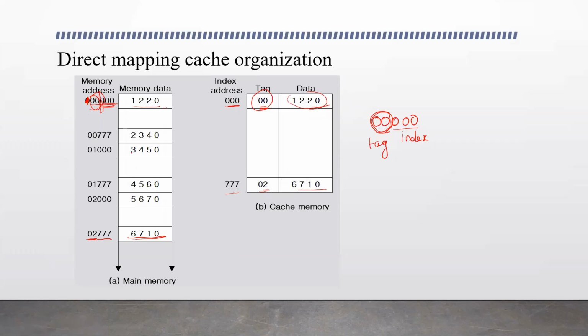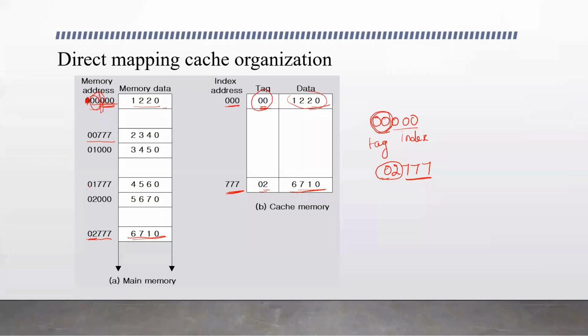But here the problem is, let's take this. If the CPU wants to access the data 6710, it places the address 02777, and this is considered as an index to access the data from cache. So this particular location is selected, and 02 is considered as the tag field, and it is compared with the tag in the cache memory in the corresponding word. When it is compared, it matches. Okay, there is a match. So data is accessed for processing.